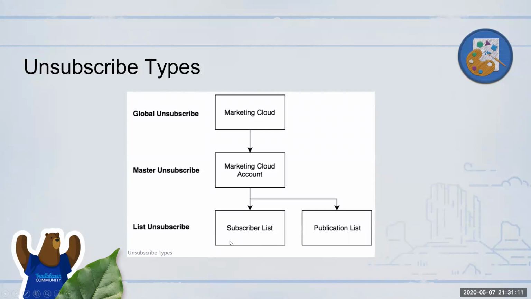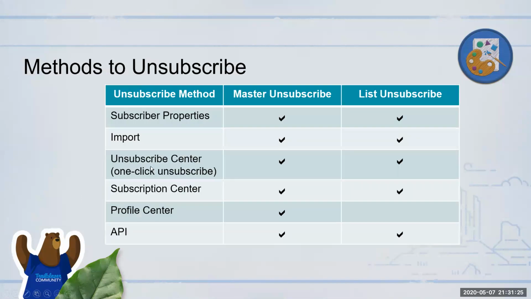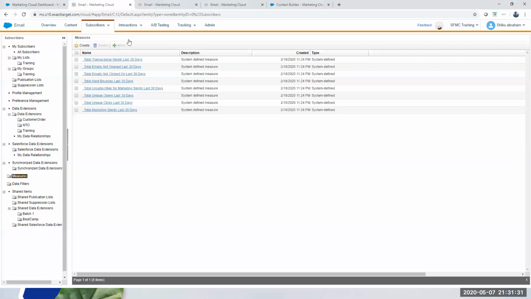The good thing is you can still receive communication for other data extensions through a publication list or a different list. But for the specific list or publication list that you have unsubscribed from, you will not receive any communication. There are different ways that you can do this as well. One is in subscriber properties. So let me go here.